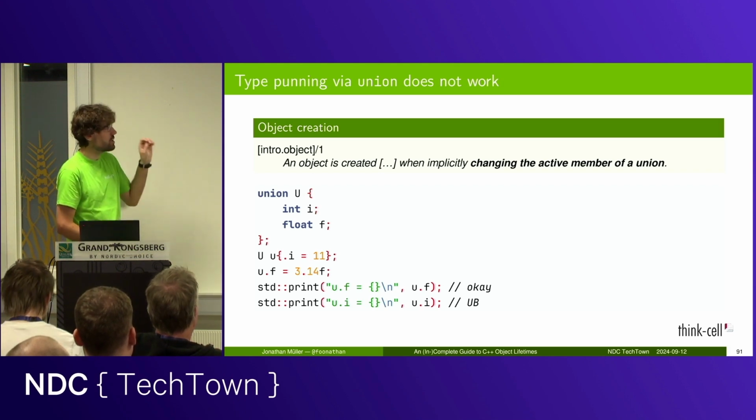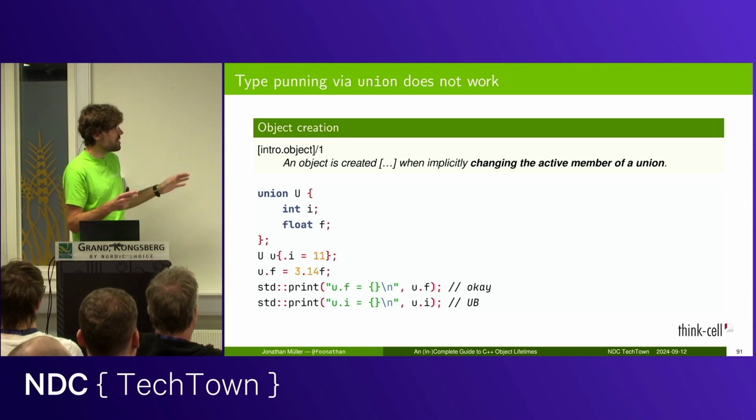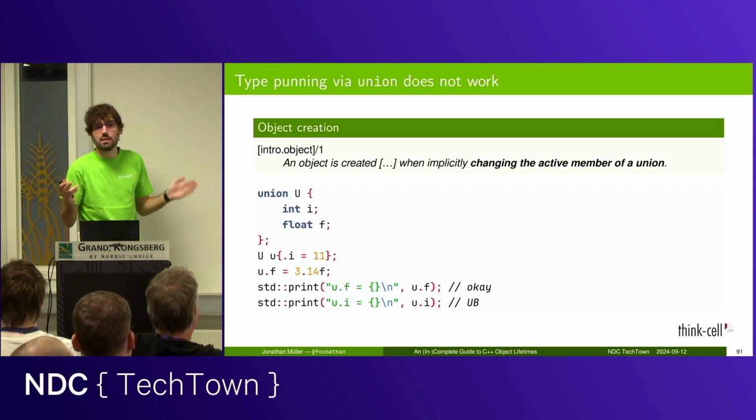So if you want to do type punning, you have to use bit_cast or memcpy, because all other situations implicitly ended the lifetime or never started the lifetime of the original thing.